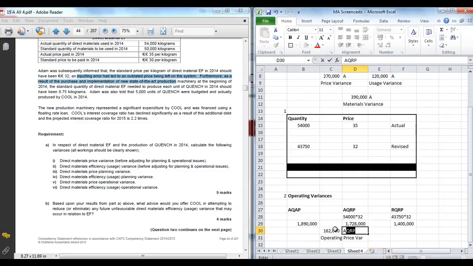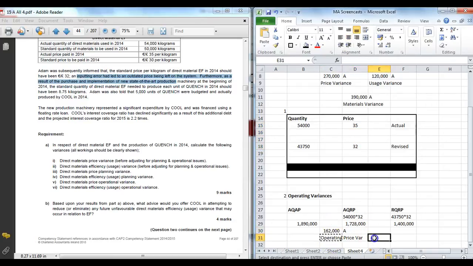And again, it will be adverse. So don't forget to label. The examiner was very disappointed last year. A lot of students lost out on easy marks because they didn't label them. So it's adverse because we paid 30, we expected to pay 32, we actually paid 35. So if you can't figure it out, go back to first principles. What did I expect? What did actually happen?